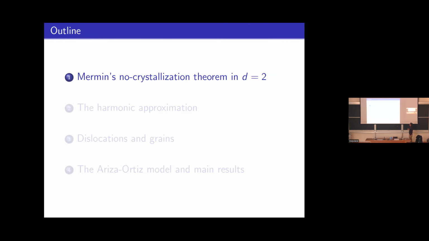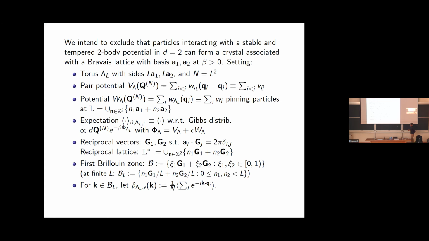So today's plan is to first conclude what I planned to do yesterday, which was not really unrealistic. So there is the end of the proof of Merlin's proof of the no crystallization theorem in d equal 2, plus a description of the harmonic approximation. This already takes more or less half of the slides. Then I hope to have time to get to a discussion of dislocations and grains. And then maybe I will start introducing the model that I will discuss tomorrow in the 2 lectures tomorrow.